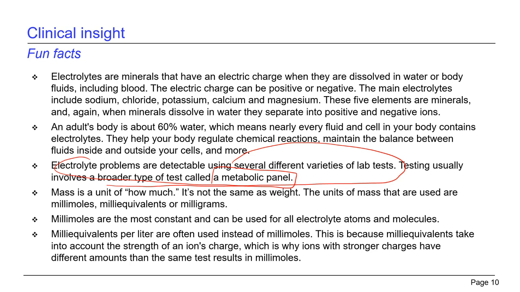Mass is a unit of how much. It's not the same as weight. The units of mass that are used are millimoles. Millimoles are the most constant and can be used for electrolyte atoms or molecules. Milliequivalents per liter are often used instead of millimoles. This is because milliequivalents take into account the strength of the ion's charge, which is why ions with stronger charges have different amounts than the same test results in millimoles.